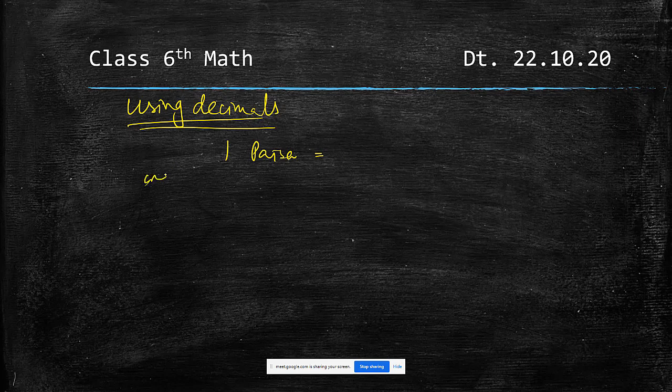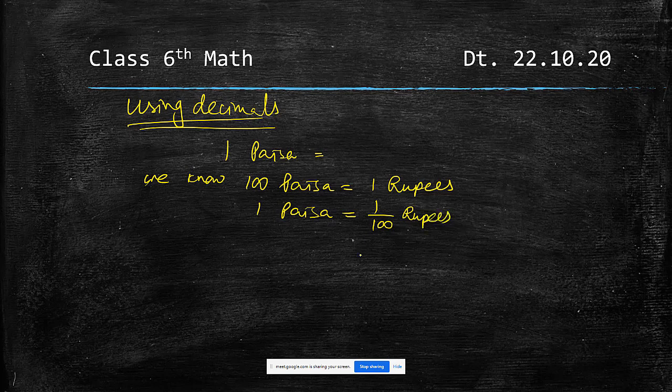Okay, so we know 100 paisa equal 1 rupee, correct? So 1 paisa equals 1 by 100 rupees. Okay, and this 1 by 100 rupees can be represented as 0.01. Okay, we know this one, how to represent a fraction as a decimal.